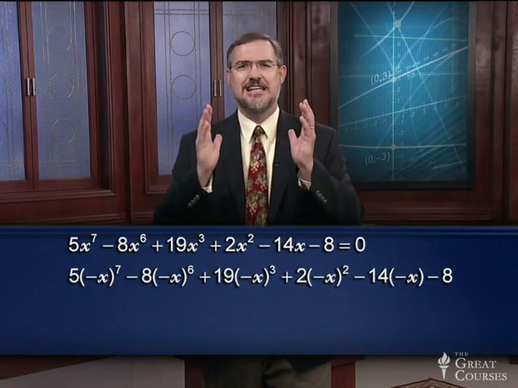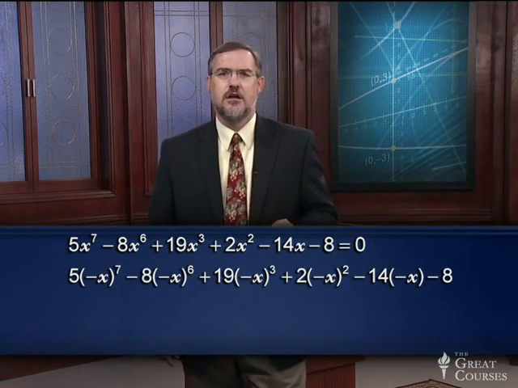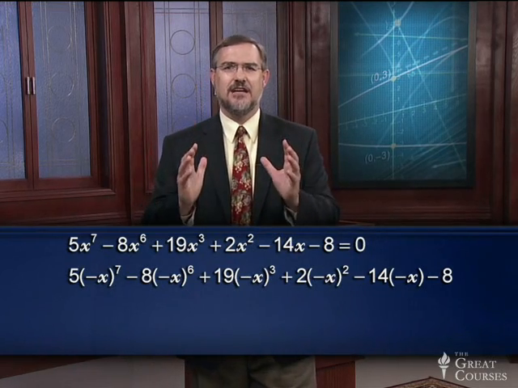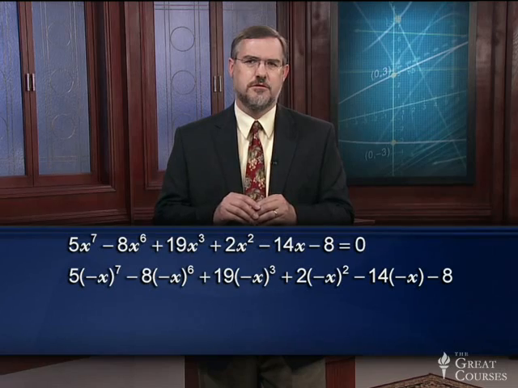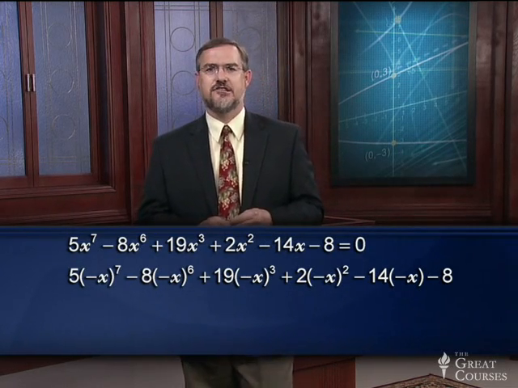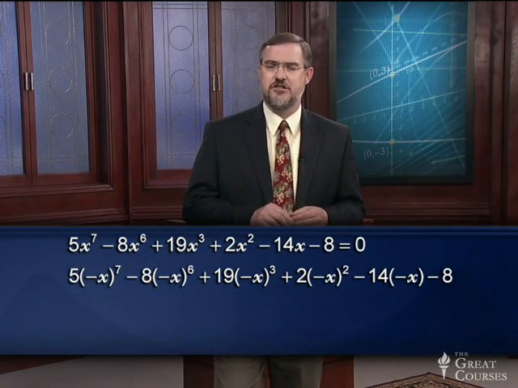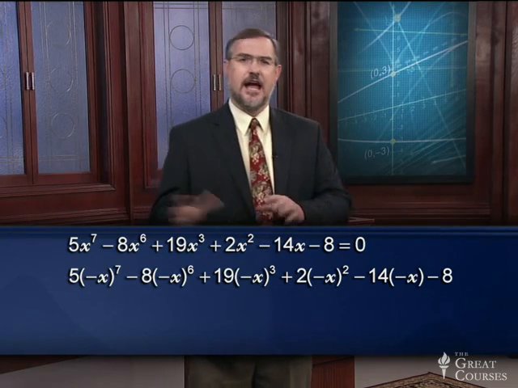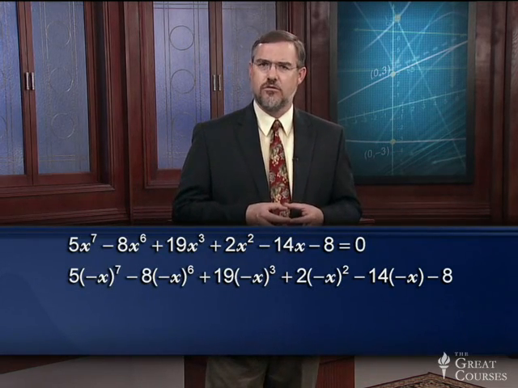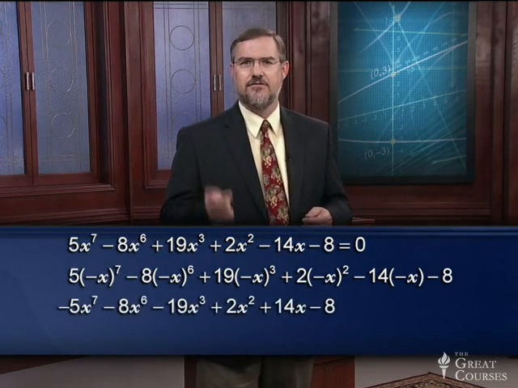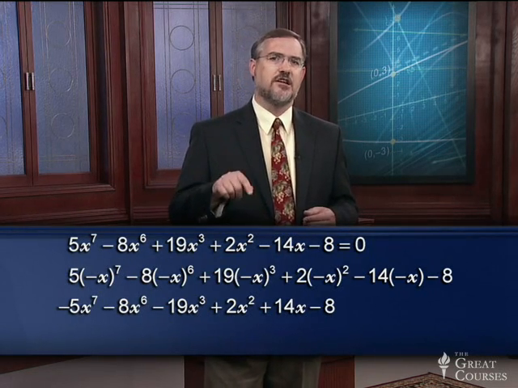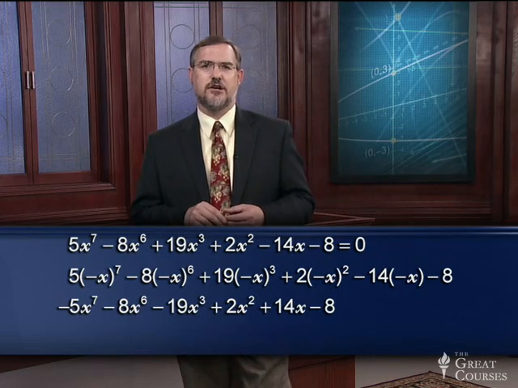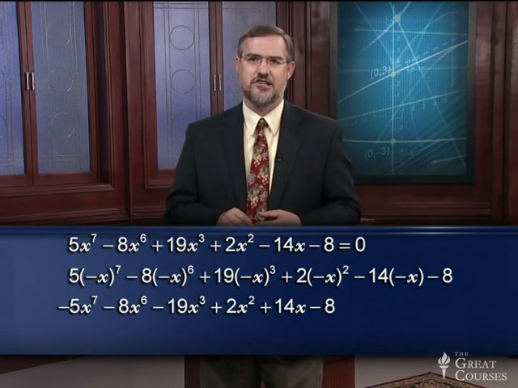5 times negative x to the 7th minus 8 times negative x to the 6th plus 19 times negative x cubed plus 2 times negative x squared minus 14 times negative x minus 8. And now you simplify this. And when you do, you'll have negative 5x to the 7th minus 8x to the 6th minus 19x cubed plus 2x squared plus 14x minus 8.